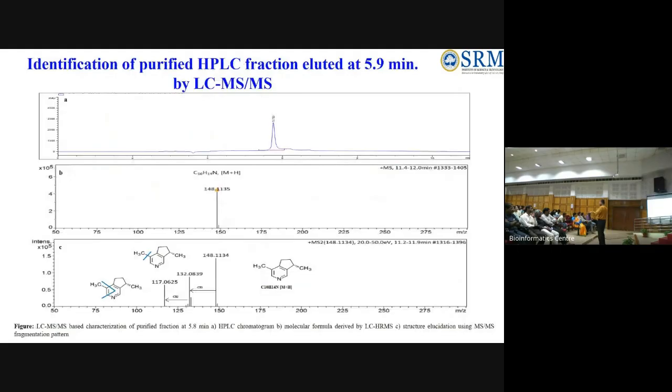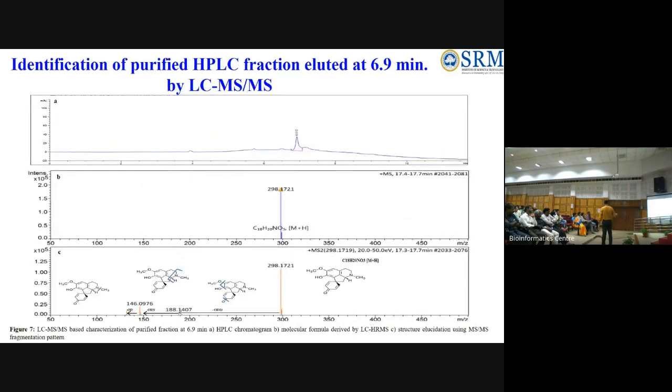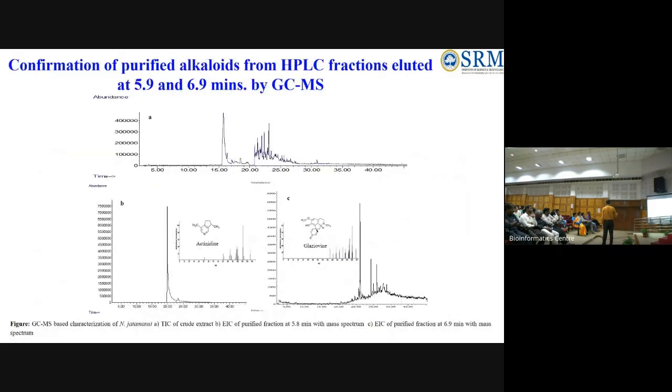And again, we confirmed whether we were moving towards the correct compound or the wrong compound. The fragmentation pattern of that particular alkaloid was analyzed with the mass value, and we confirmed that yes, we have isolated actinidine and glaziovine. Once confirmed, this is the first report of these alkaloids isolated, purified and characterized. And again, we confirmed with GCMS whether this is the alkaloid or not.